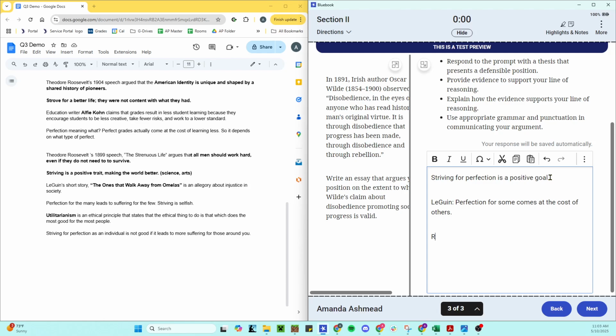And I think I probably want to use Roosevelt. And this country was built on the idea of challenging oneself. And I could probably talk about both speeches with that. And then I might also want to talk about, well, if I'm doing Le Guin, I'm probably going to bring up utilitarianism. And Roosevelt, I could probably talk about both of them. Perfection.